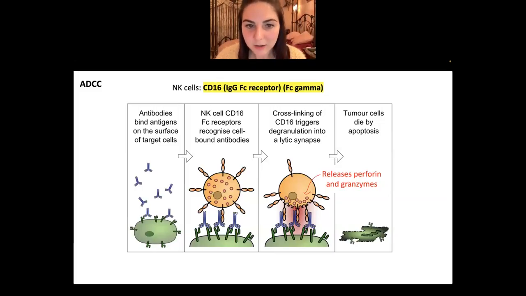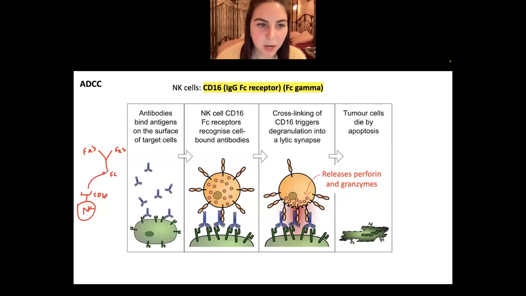CD16 on the NK cell recognizes the FC portion of the IgG antibody, okay? So if we draw an IgG antibody, here's FAB, right? There's two FABs, and here's FC down here. So here's CD16, here's my NK cell. CD16 is going to recognize this bottom portion of the IgG antibody.